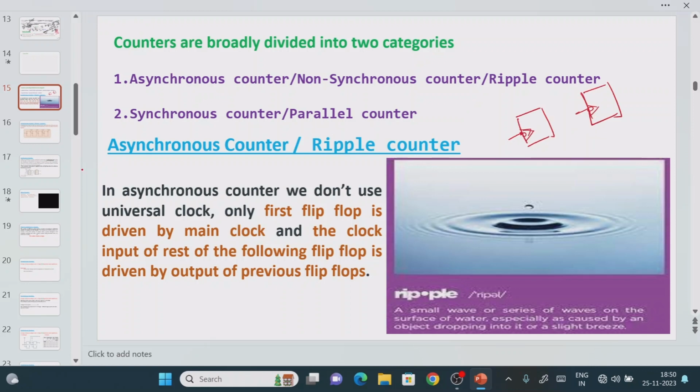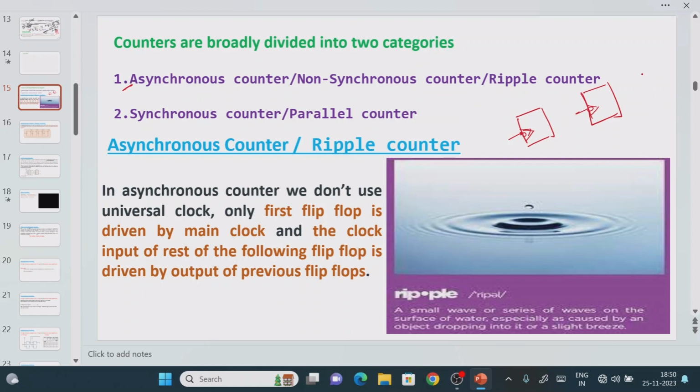First we will see the definition of the asynchronous counter. What do we mean by an asynchronous counter? For example, here I have two flip-flops. What is the use of two flip-flops? As we said previously, one flip-flop can be used to store 1-bit information. If you want to store 2-bit information, we require two flip-flops. If you want to store 3-bit information, we require three flip-flops.